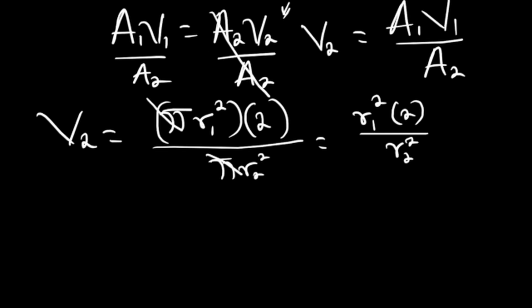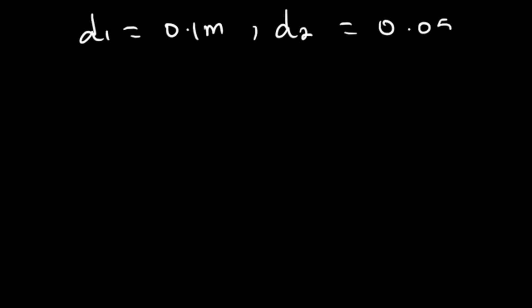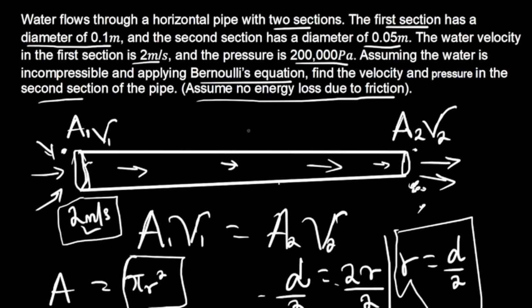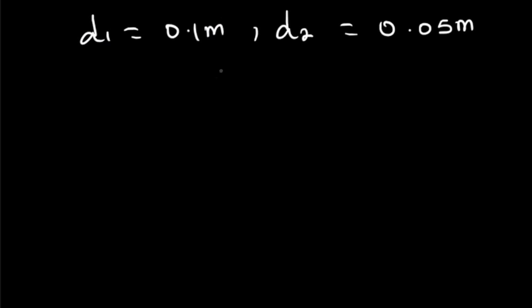Let me solve this on another page. So we say our D1 is equal to 0.1 meters, and then our D2 is equal to 0.05 meters. Let me check if we're correct. Yeah, we are correct. So the next thing that we're going to do is use this very formula. We said that the radius is equal to d over 2. So now let's plug in to solve for the radius.